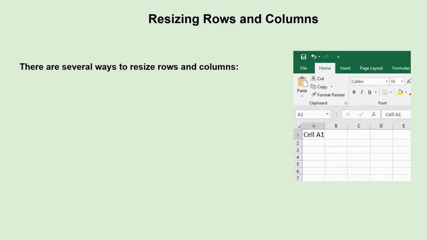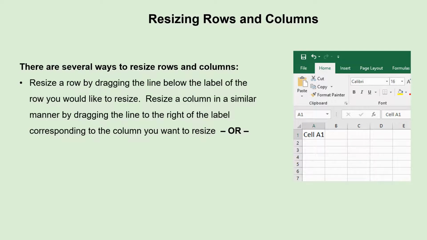There are several ways to resize rows and columns. You can resize a row by dragging the line below the label of the row you would like to resize. You can resize a column in a similar manner by dragging the line to the right of the label corresponding to the column you want to resize. So as you can see highlighted here, between the 1 and the 2, there is a line. If you would like to make the 1 row larger, you can click on that line between the 1 and the 2 and drag down or up to make it larger or smaller.